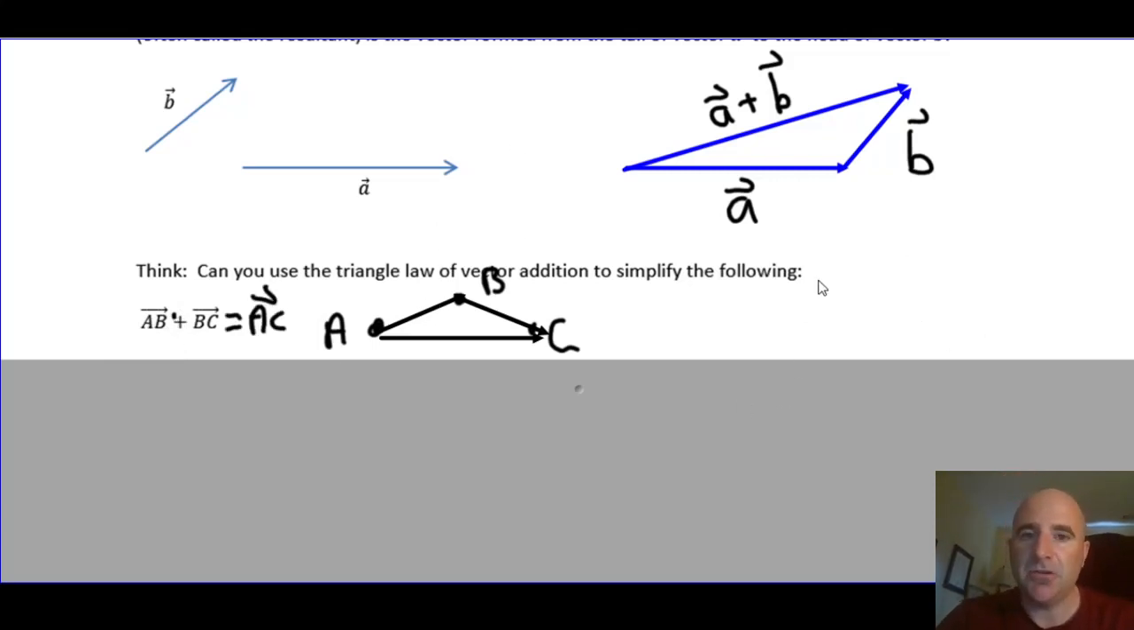Now, I'd like to point out that you don't actually need to draw the picture to realize this. We can see that because we have a B and a B here, we realize that AB plus BC will always be AC. So anytime I have that, I could simplify this to AC. I don't need a picture. I realize this is a vector going from point A to point B, and this is a vector going from point B to point C. So when we add them together, that's the same as just going from A to C.